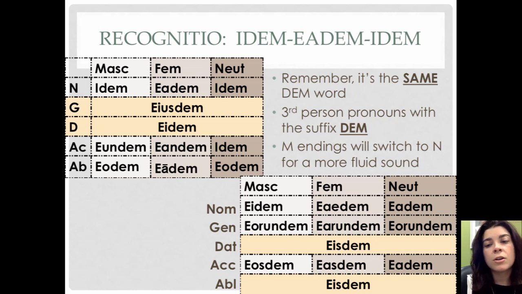The important thing to also notice is that when you have a word like eum or eam, when you add a suffix such as dem to it, you're going to switch the m to an n so that the sound is more fluid.